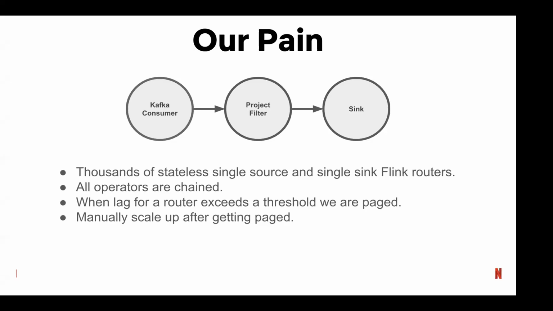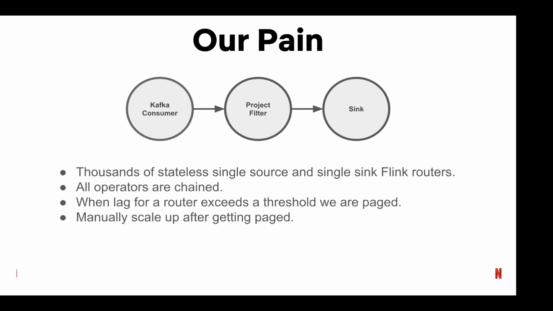So what was the problem we had? Well, at Netflix, we have a service called Keystone, and Keystone runs several thousand Flink jobs called routers. These routers are simple Flink jobs with a single source and single sink. They consume from Kafka, do a projection or filter, and then write out to a sink, which could be an Elasticsearch cluster or another Kafka topic or an Iceberg table.